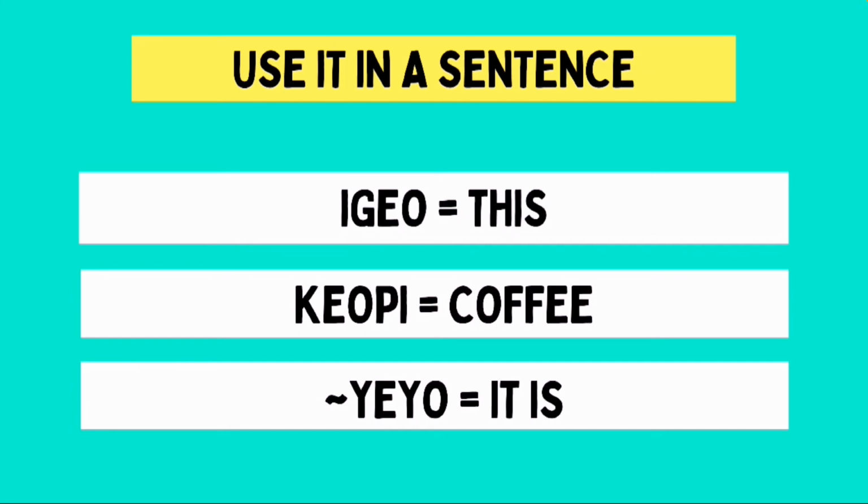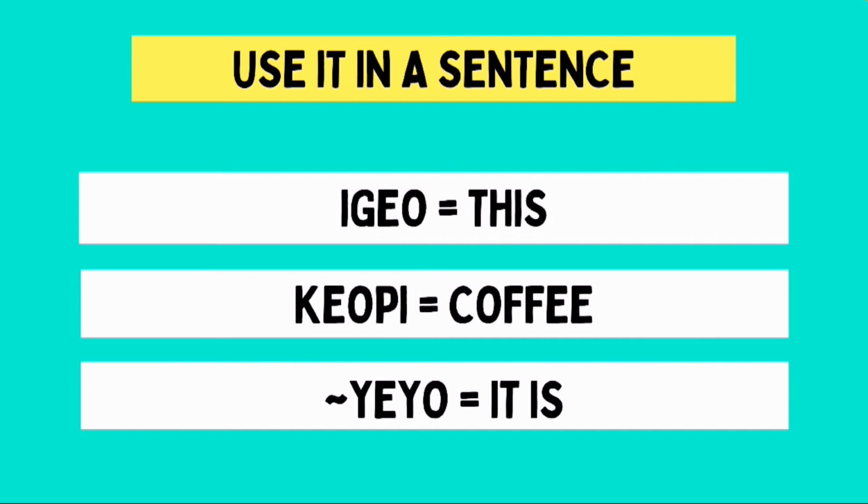Now, when we are talking about Korean grammar, they add suffix such as yeyo or ieyo depending on the ending sound of the object. And for this case, the suffix is yeyo. The suffix yeyo literally means it is, or this is used to declare what something is. For example, when we say kopieyo, it's the same as declaring it is coffee.